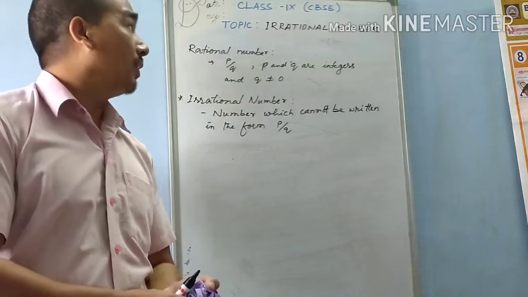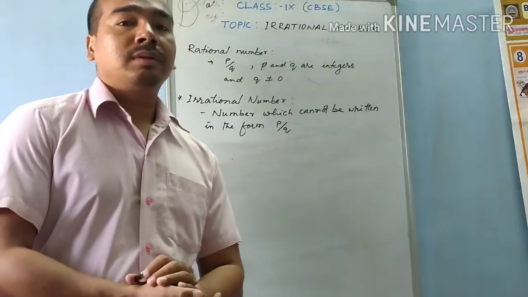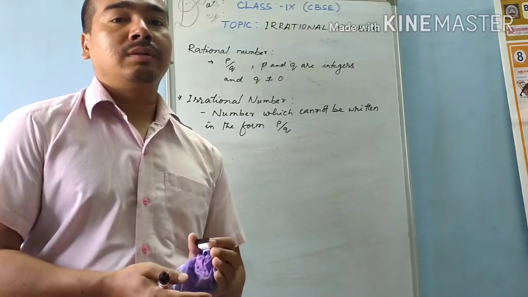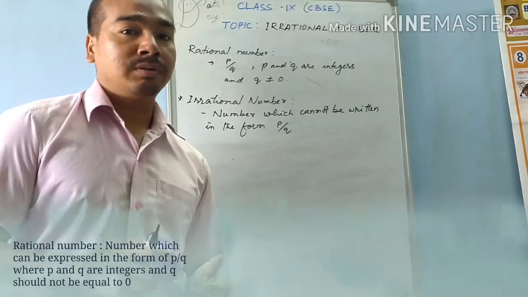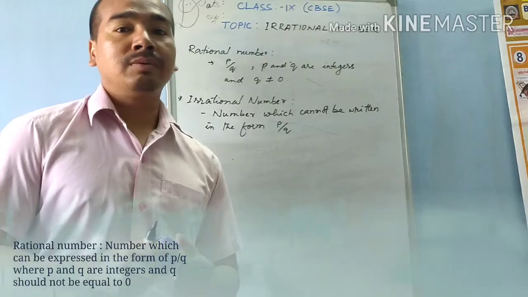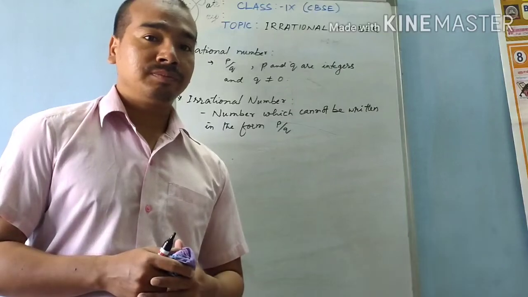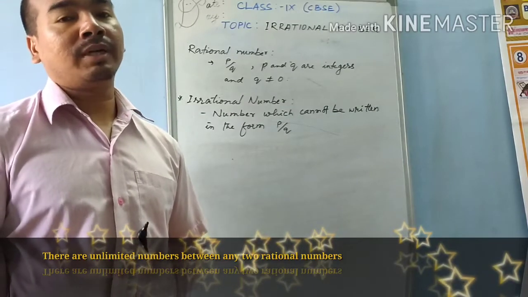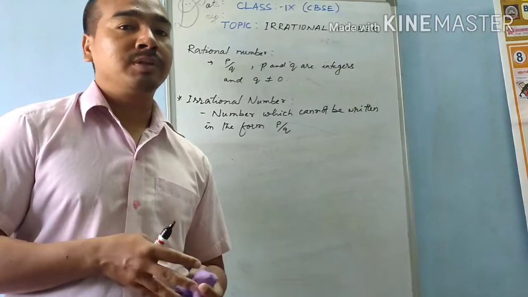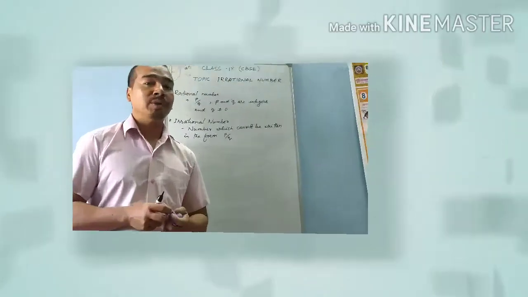In this video, I'm going to teach you about irrational numbers. Before learning this, I would like to recall what we have learned in the previous class, such as rational numbers. A rational number is a number which can be expressed in the form of p by q, where p and q are integers and q is not equal to 0. There are unlimited numbers between rational numbers. Okay, and we have also already learned about the properties of rational numbers, like commutative and associative.